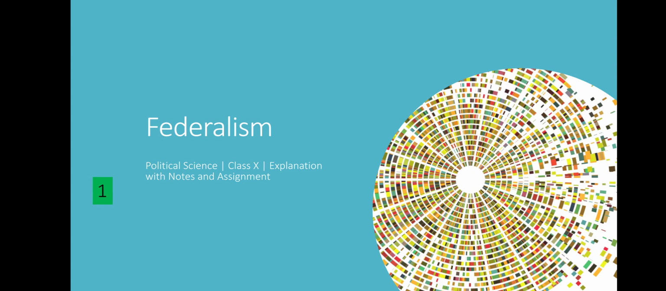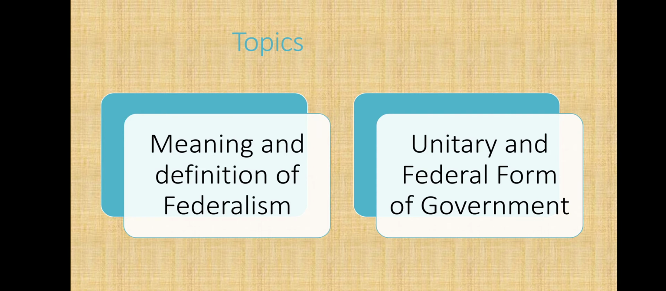Today we'll start the chapter Federalism, that is the second chapter of Political Science Class 10 syllabus. We have already got an idea about federalism in the previous chapter, power sharing. So we'll understand the meaning and definition of federalism. We'll also understand the topic of unitary and federal form of government that we'll cover today.